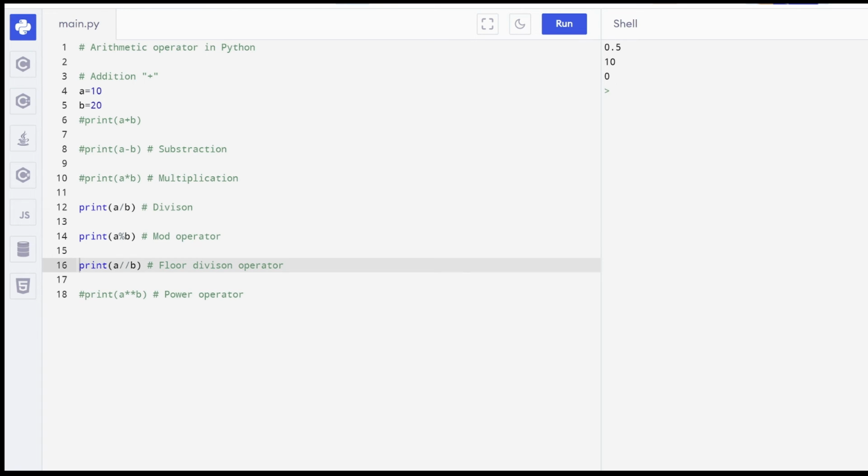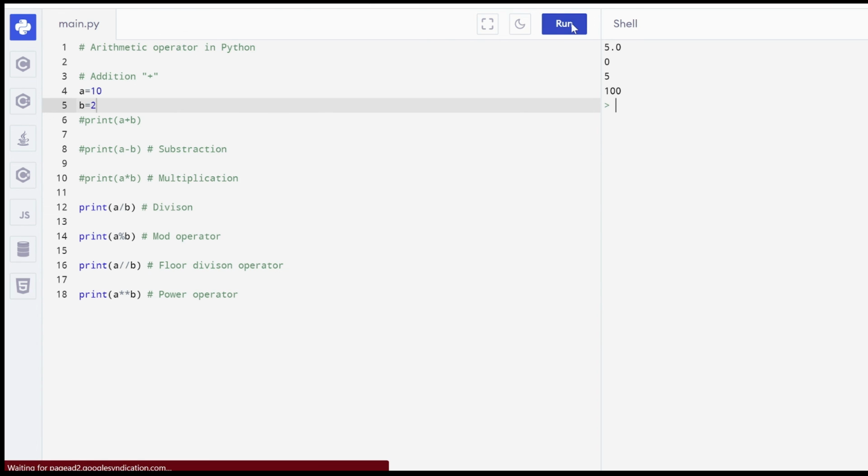Now the next one is the power operator. So what does the power operator do? It is just like an exponent, the power of that number. So 10 to the power 20 will give 10 to the power 20. Now you can see here 10 to the power 20 is the number. Or I can say, then execute. So 10 to the power 2 will be 100.